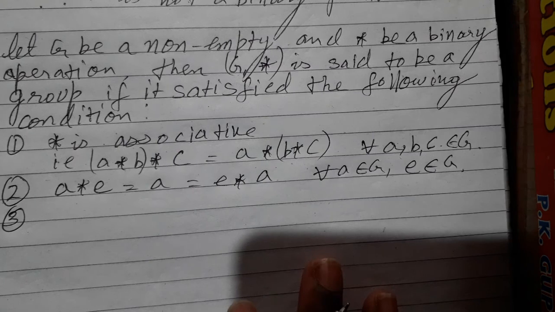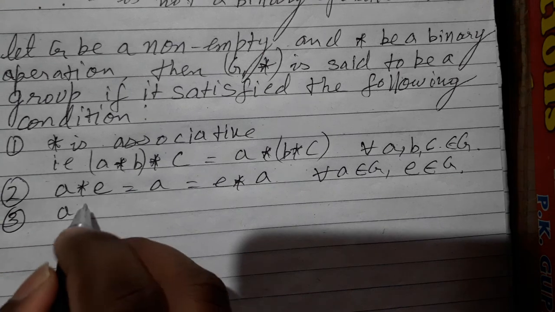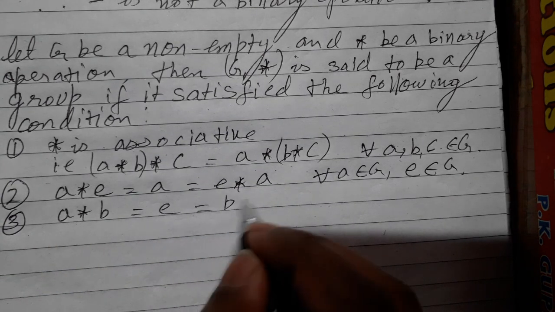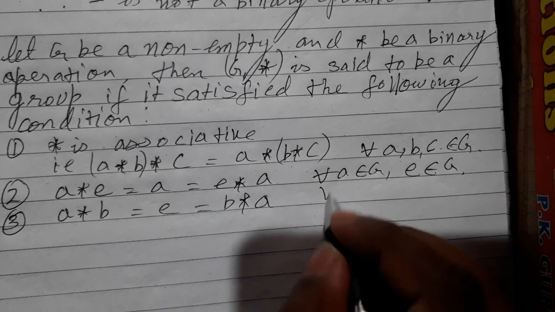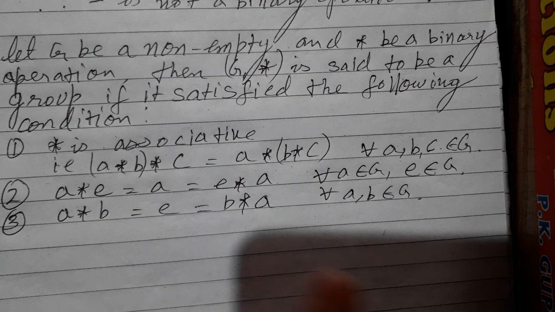Third, every element should have an inverse. So if I take B as the inverse of A, then A * B = identity = B * A for all A, B belonging to G. So every element should have an inverse. If they satisfy these three conditions, then we say it is a group.